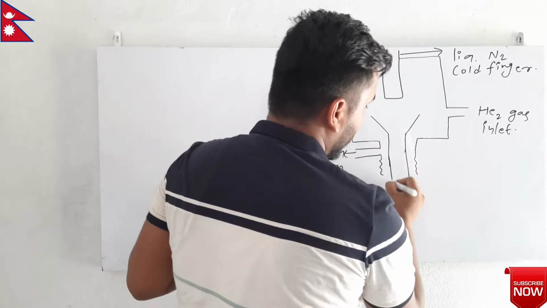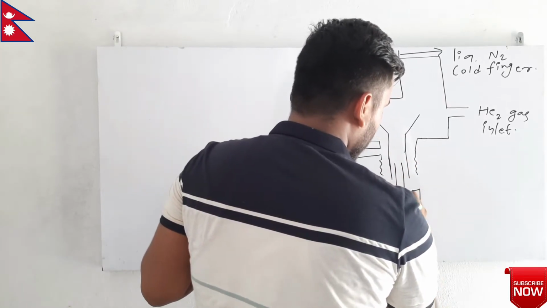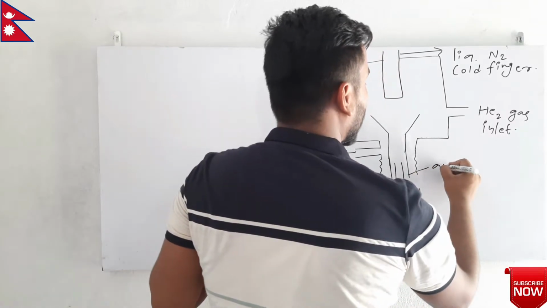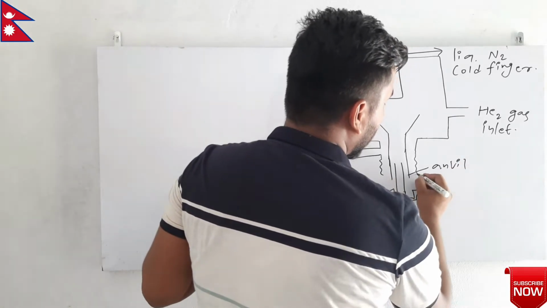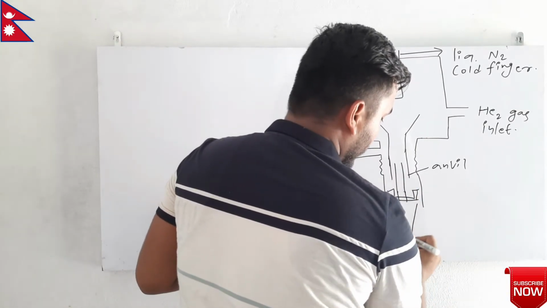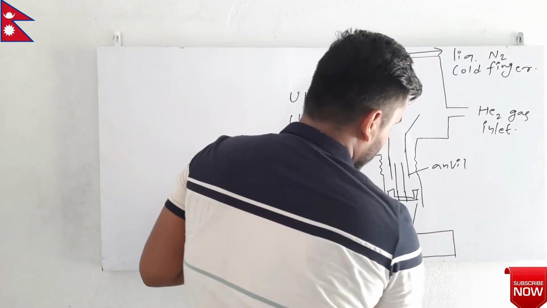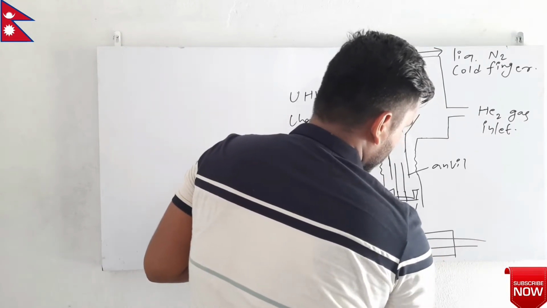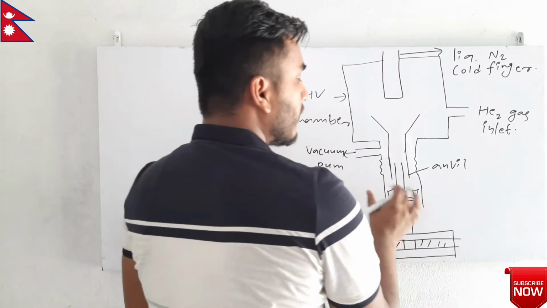And from here this funnel is joined to a very important part, that is the anvil part. This is called anvil. Okay, this is called what? Anvil part. And from here there will be another funnel like structure, and finally we have a piston like this. So this is our complete figure.